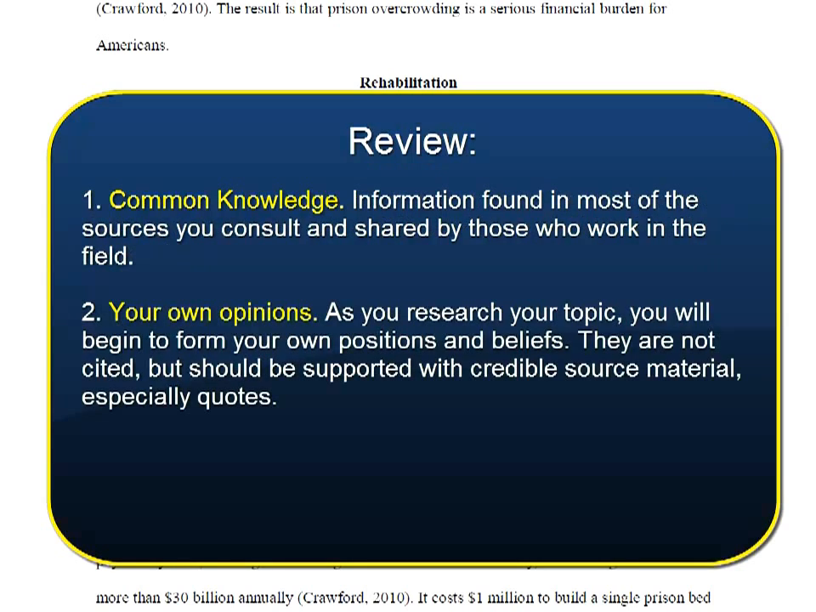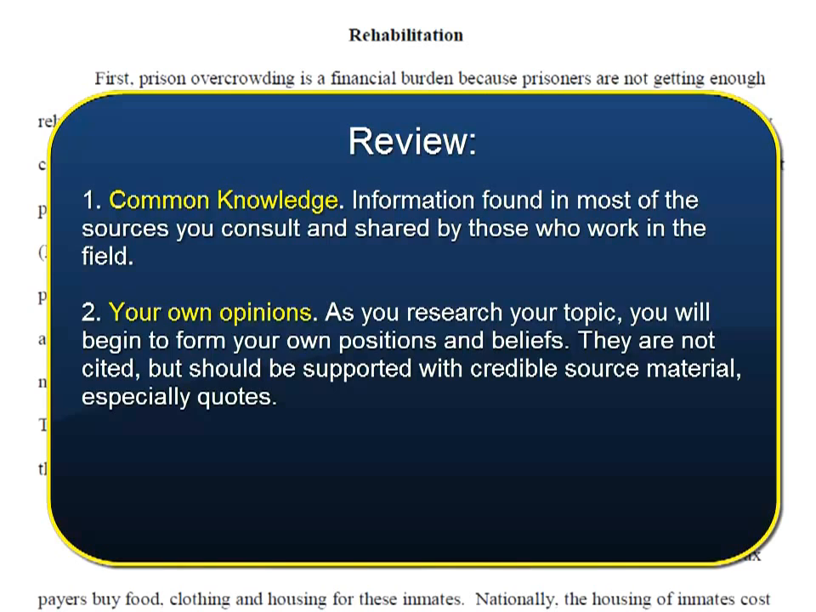2. Your own opinions. As a product of your reading and thinking about the topic, you will synthesize the material to form your own opinions, your own positions and beliefs. These are also yours and don't need to be cited. However, it is a very, very good idea to add the voice of published experts to back up your opinion, especially in the form of quotations.